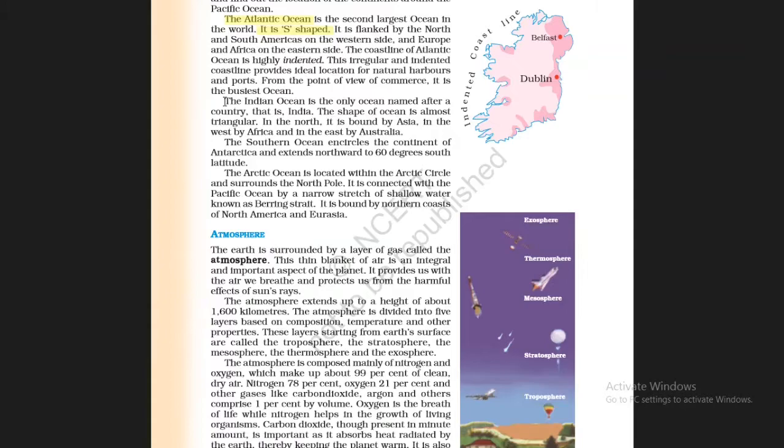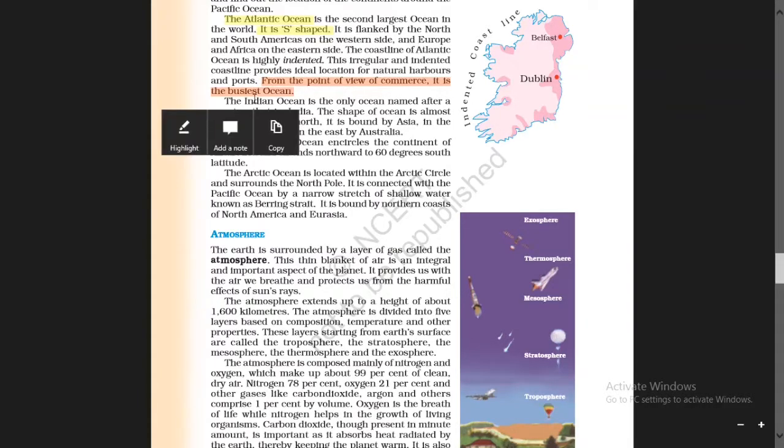So this one also, you mark or underline the last sentence. From the point of view of commerce, it is the busiest ocean. It means which ocean is it here? You have to say the name of this, Atlantic Ocean.